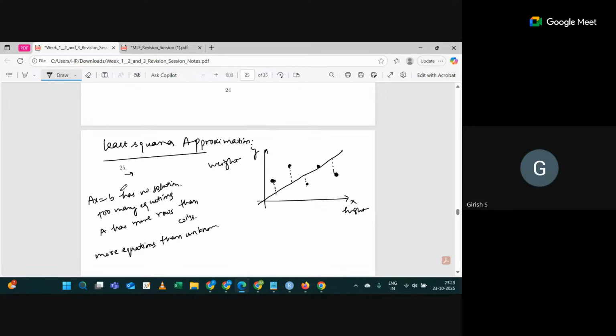For example, let's consider x and y, and x is equal to 1. So y can be anything in that case. It's kind of infinite solutions.